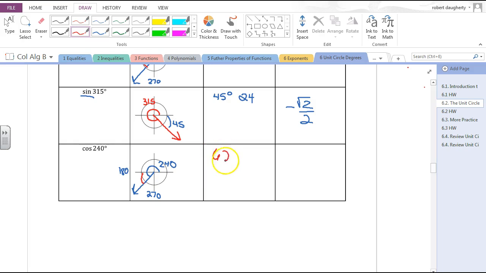60 degrees in what quadrant? Okay, so cosine. The cosine is what coordinate? X. So go to 60. What's the coordinate of x? 1/2. So my answer is 1/2. And then what's the final thing I do? Yeah, look and see. In the third quadrant, the cosine is negative. Okay, so this answer is negative 1/2.